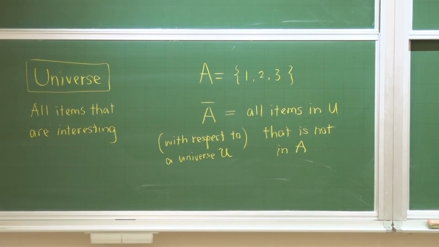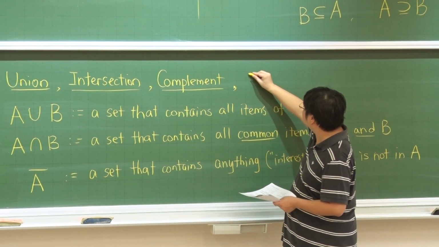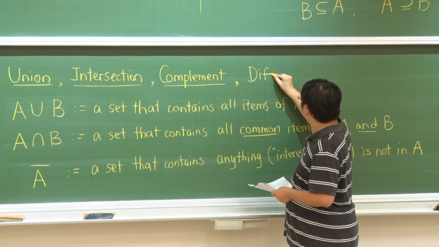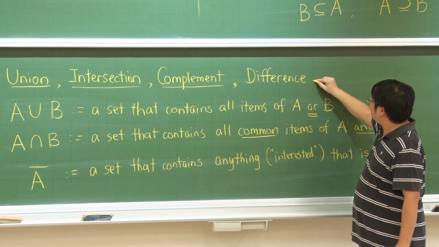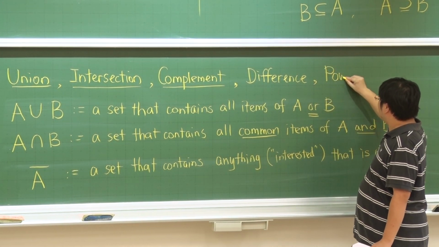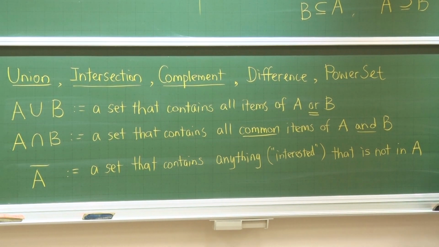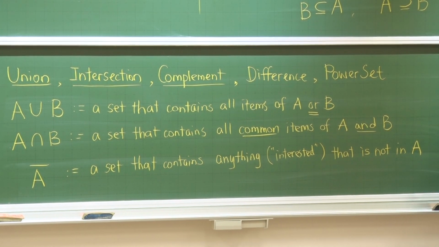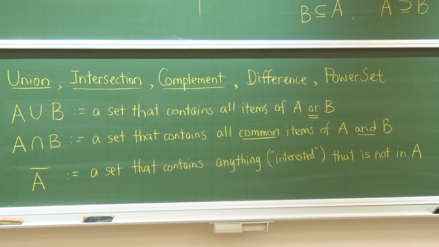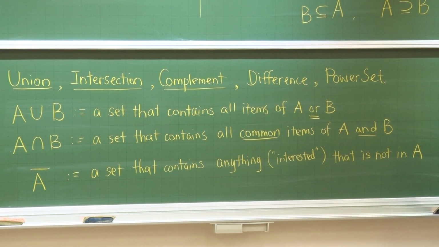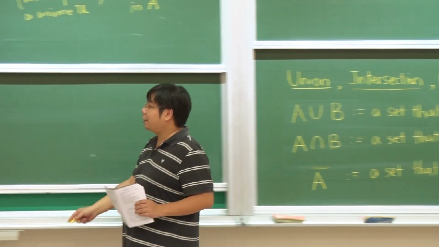So we have complements. And then there are two more that I want to introduce. We can also talk about the difference, and we will talk about the power set. But before we talk about these two things, let us take a look at an excellent way to represent the relationship of this A, B, A union B, A intersect B by a diagram, the Venn diagram.